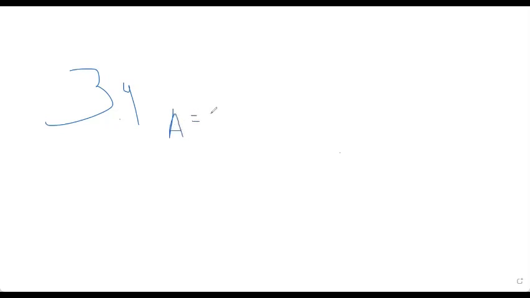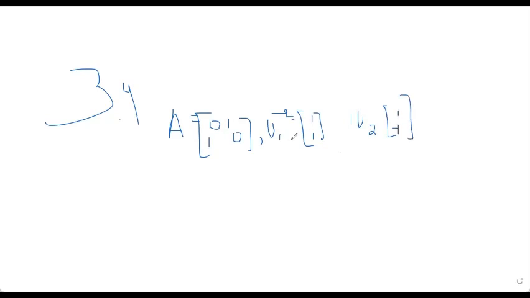Start with A equals [0, 1; 1, 0]. V1 is (1, 1). V2 is (1, -1). Okay. So we have A and we want to get to some B, right?